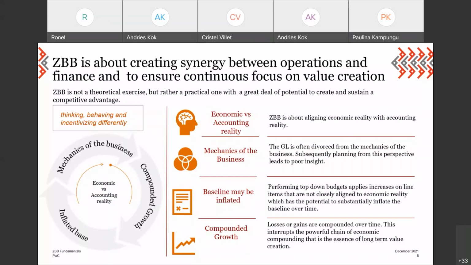Often if you look at your budget from a GL perspective, it might be completely removed from what is actually happening from an economic operations perspective. And the idea of ZBB is to bring these two together so that whatever you are seeing in your GL or your finances is exactly what's happening on the ground operationally or from an economic perspective. And you've removed inefficiencies because you've created that visibility and transparency. So that is fundamentally what we see ZBB as. It's about removing that inefficiency and creating that synergy between economic and accounting reality, and getting the GL in touch with the mechanics of the business, whatever the business may be.